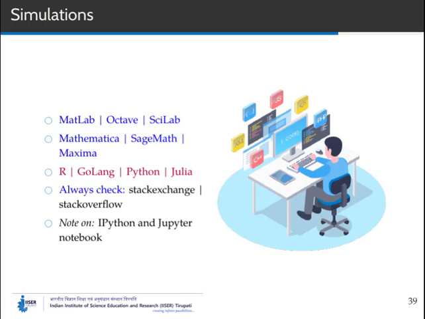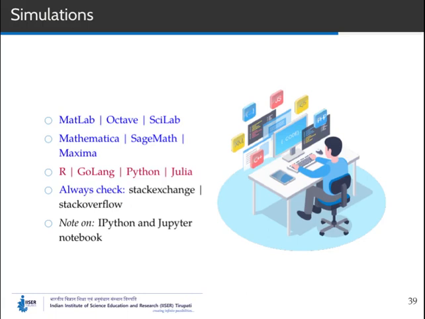Or you can always go to the programming languages, modern languages like R or the Go language, which was developed by Google, and of course Python. Nowadays R and Python are widely considered for machine learning and artificial intelligence based problems, and of course there is a package called Julia. Many people don't know about it, but it is very good for numerical computation.